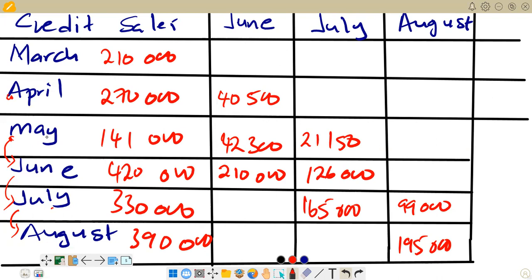We are now going to the next one, which is June. Two months after, 1, 2, in August. So 15% of the June credit sales will be received in August. So we are saying 0.15, which is 15%, times 420,000, received in August. 0.15 times 420,000, what we have there is 63,000. So we've finished there, we've finished calculating. Then we can now find the totals.